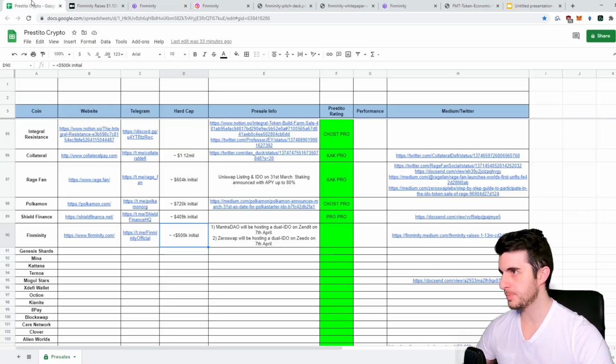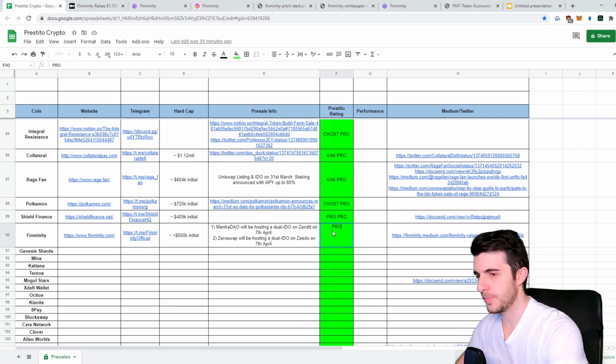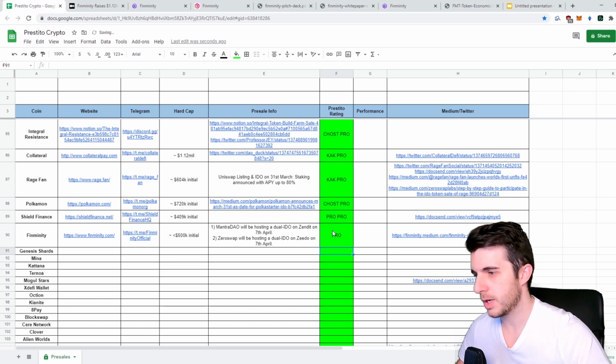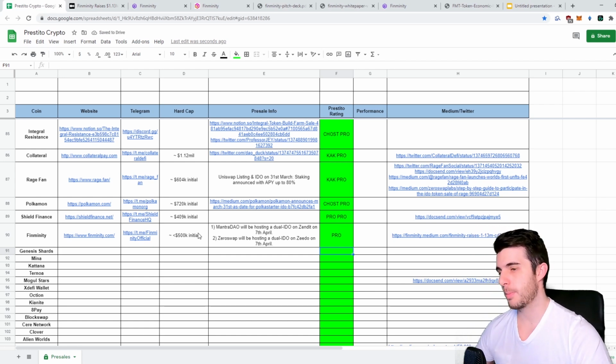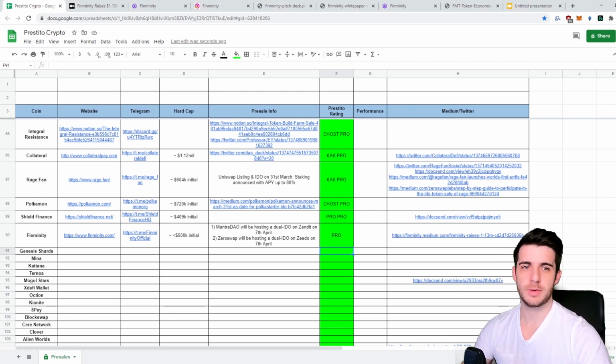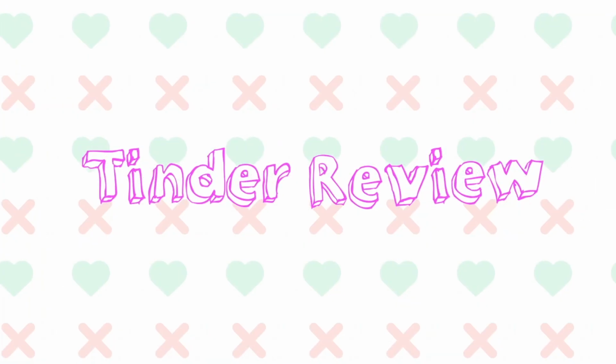And that's, as they say, a Polkadot, because that's all hype at the moment. So that's very pro. So overall, Finminity gets a pro for now. I'm curious to see how this plays out over the next few days, but the super low market cap, public team, good idea. It gets a nice pro from me. So let's see on Tinder if they think Finminity is pro as well.